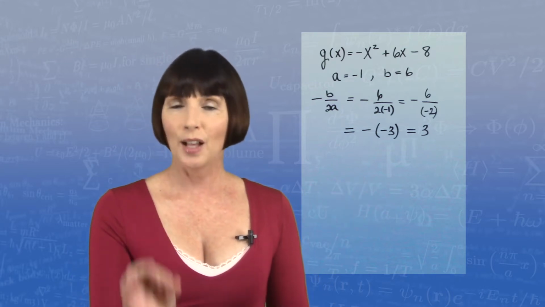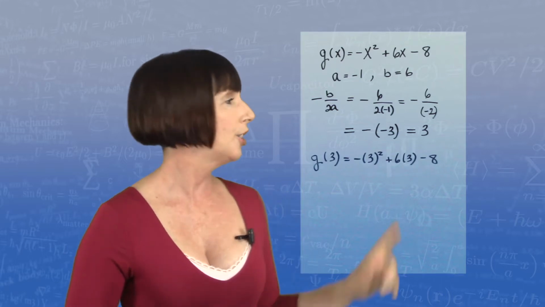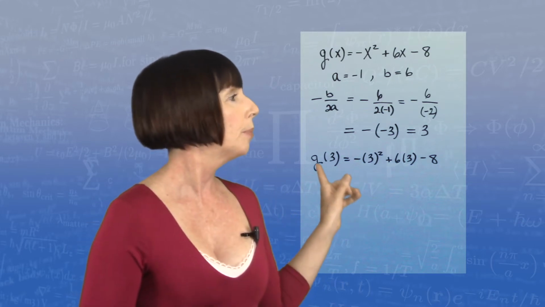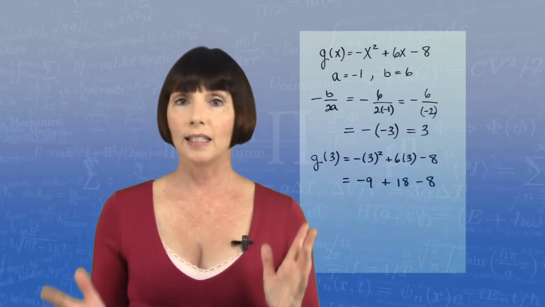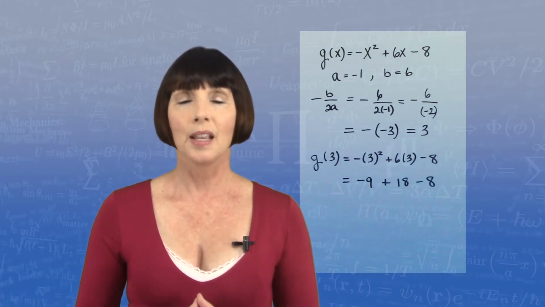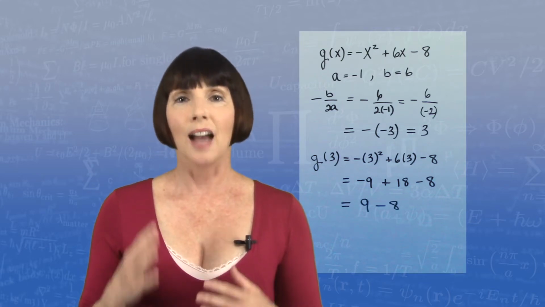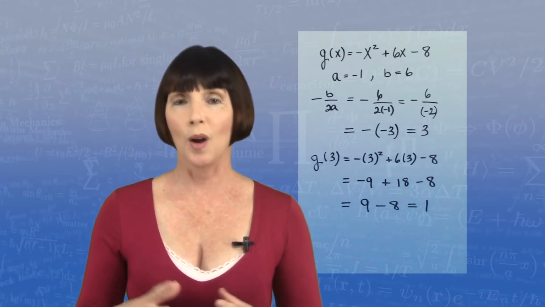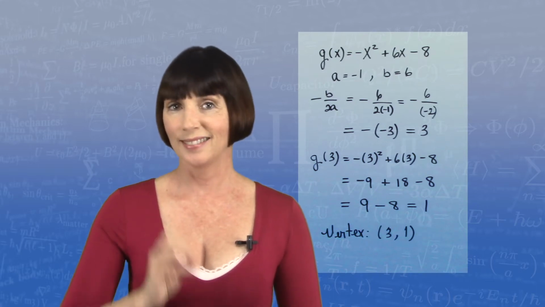Now, evaluate your function for x equal to 3. So we get g of 3 equals negative 3 squared plus 6 times 3 minus 8. So we get negative 9 plus 18 minus 8. Negative 9 plus 18 is 9, and 9 minus 8 is 1. So the y-coordinate of our vertex is 1. So our vertex is the point 3, 1.